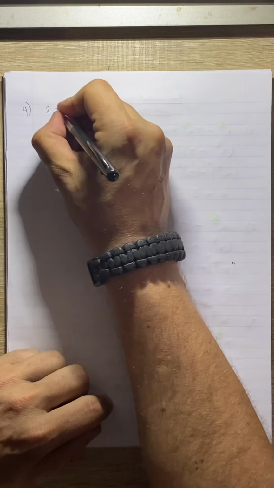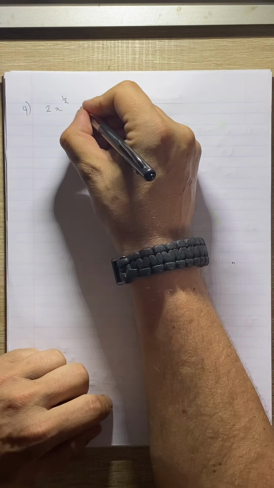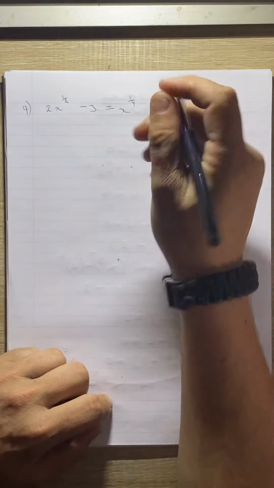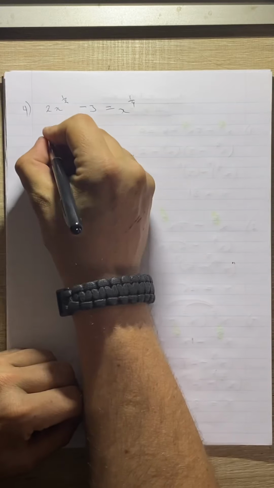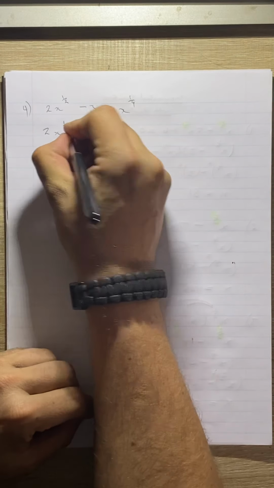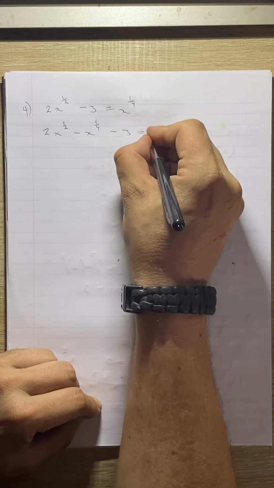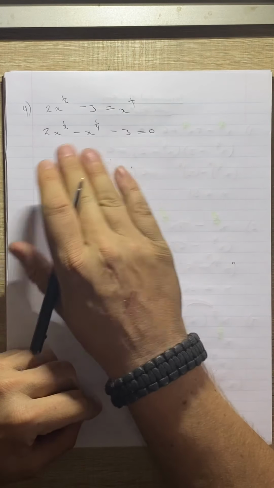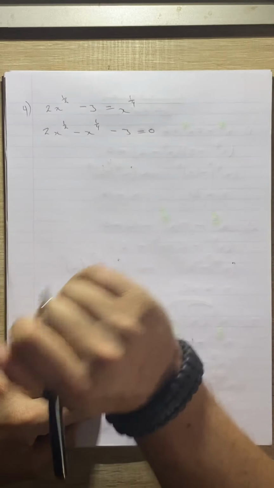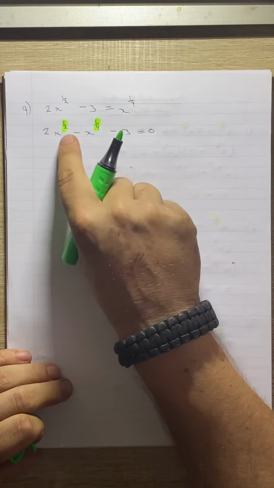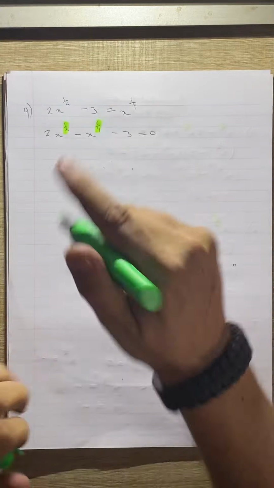We've got 2x to the half minus 3 equals x to the quarter. I'm going to take everything to the one side. So we get 2x to the half minus x to the quarter minus 3 equals 0. And just notice how I've ordered it, guys. So it's highest power of x down to the lowest. Okay. Having a look at my exponents, we can see one is double the other one. So a half is double a quarter. So it's a trinomial.